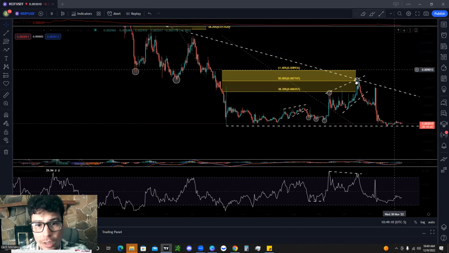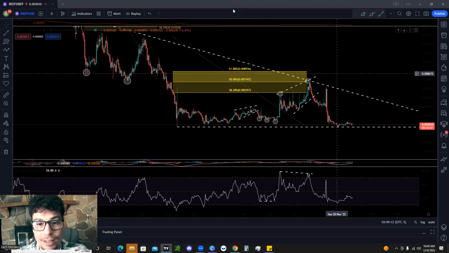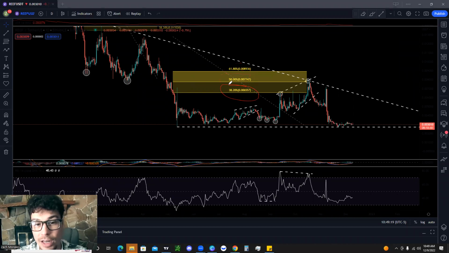Well, this is where the fibs come in. We're using the fib tool and we're looking at these three levels: the 61.8, the 50, and the 38.2. These are the three most common retracement levels. Nothing is going to move in a straight line up or down. It's going to retrace and continue the trend.